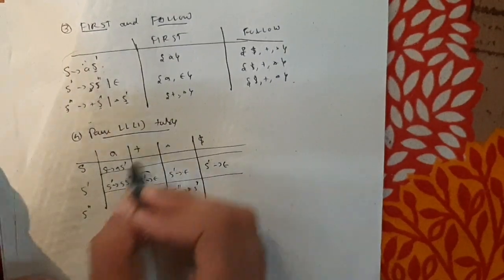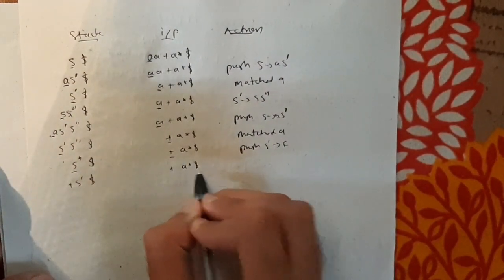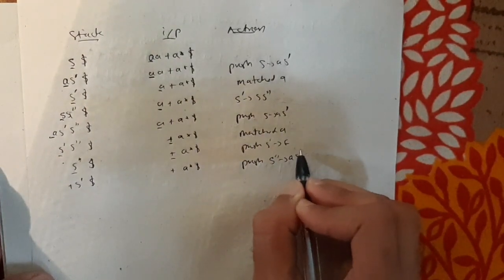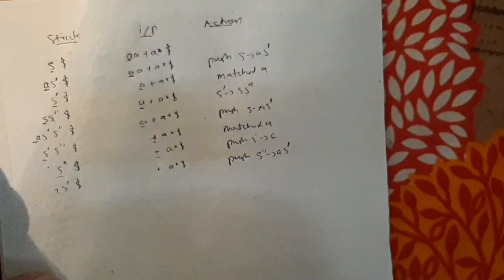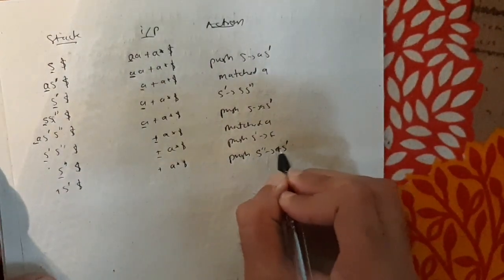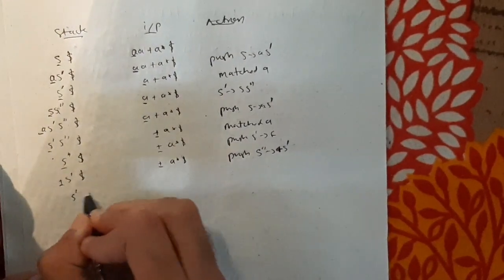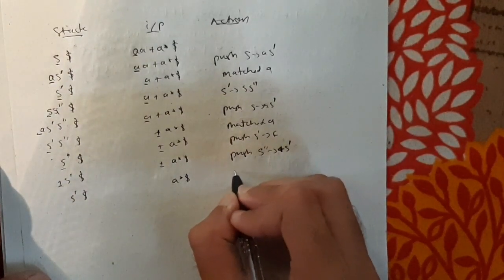S double dash and plus. Where does S double dash and plus go to? S double dash and plus goes to plus S dash. So I'll write here plus S dash and dollar and plus A star dollar. What it just did, push S double dash goes to AS dash. Is it AS dash plus S dash? Okay, it was plus S dash, right? So here I'll be writing plus S dash. Okay, S double dash goes to plus S dash. Next step, here is the same thing, so just remove it. S dash dollar A star dollar, and here what we have is matched plus.